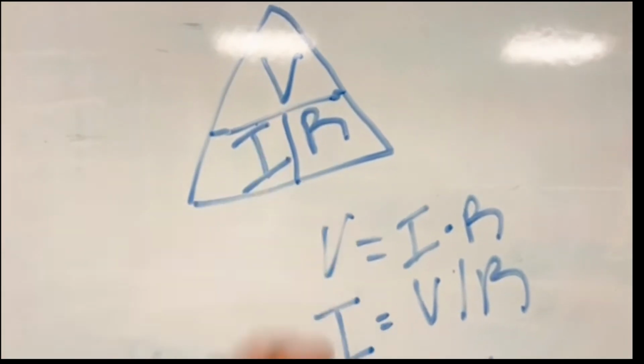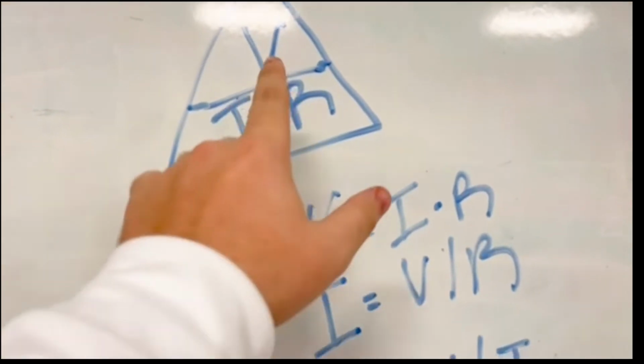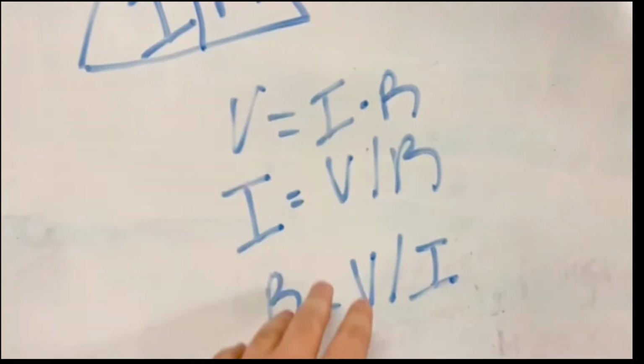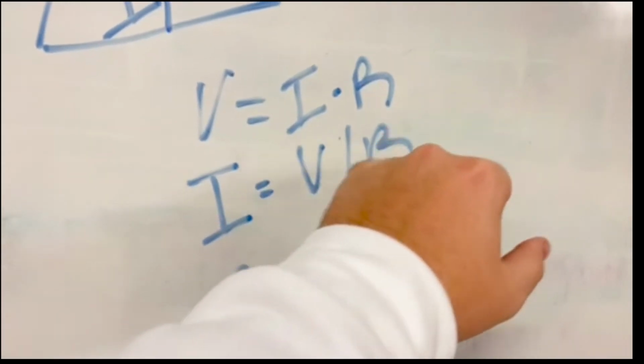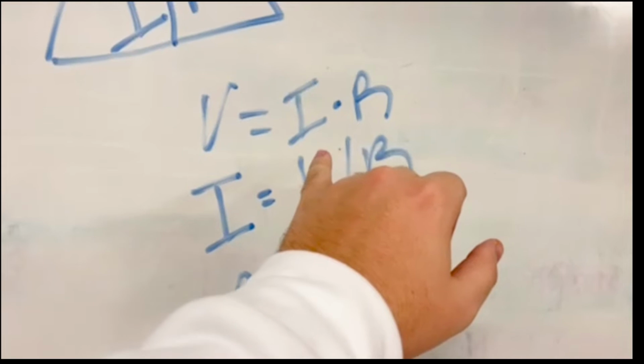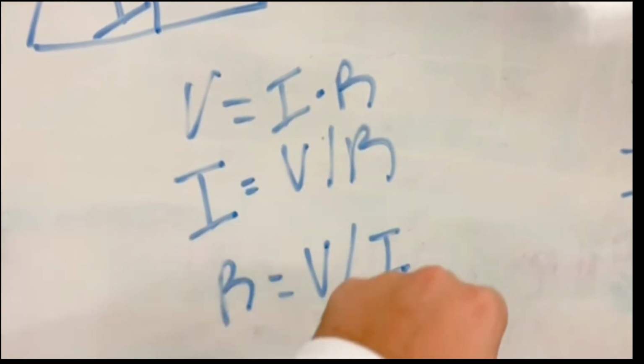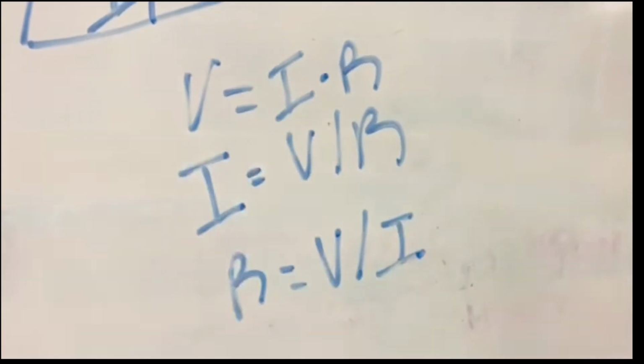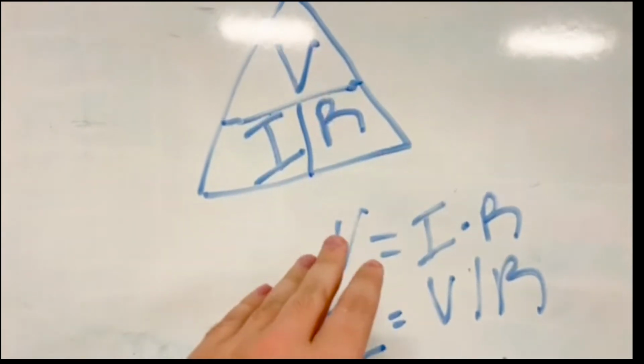That's this triangle, and this is just an easy way to remember it. It's technically three different equations. So V equals IR, which is voltage equals current times resistance. That's what the I, R, and V stand for. And this is just a simple way to remember it.